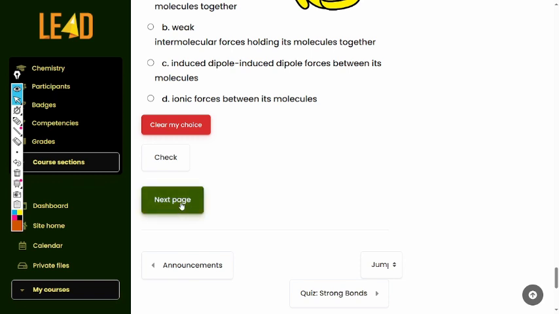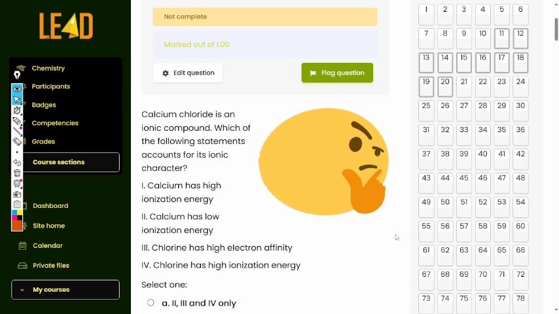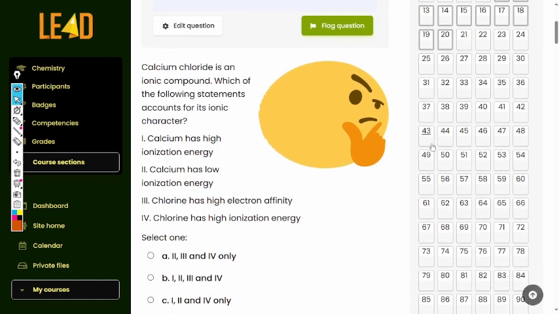Alright. Question 11. Calcium chloride is an ionic compound. Which of the following statements accounts for its ionic character? Let's see. Calcium has high ionization energy. This is not true because calcium is a reactive metal, and reactive metals easily lose their electrons when they form compounds. Because it's easy to remove the valence electron, the ionization energy is low, because it doesn't take a lot of energy to remove their outermost electrons.